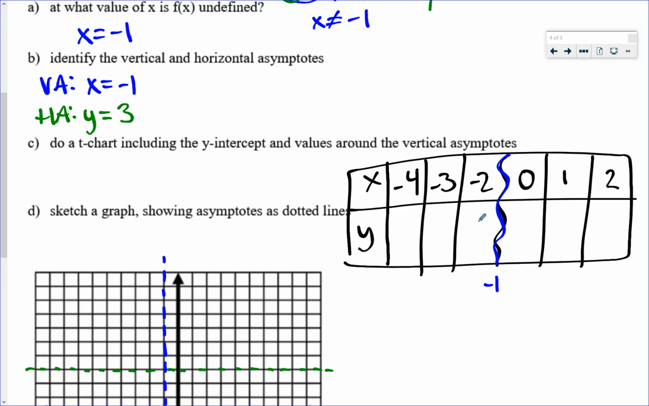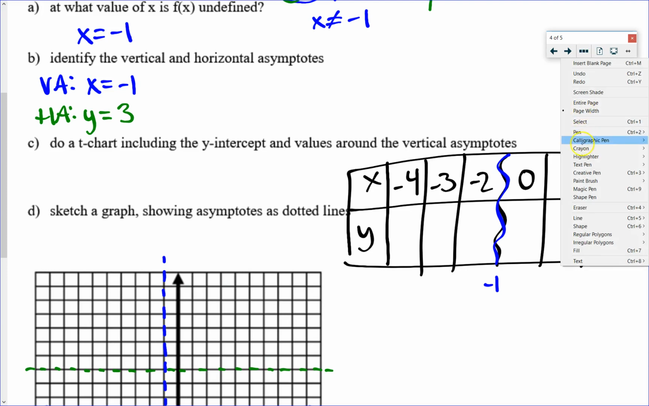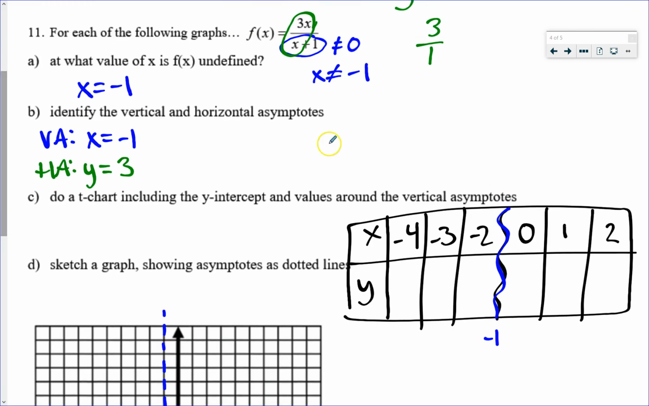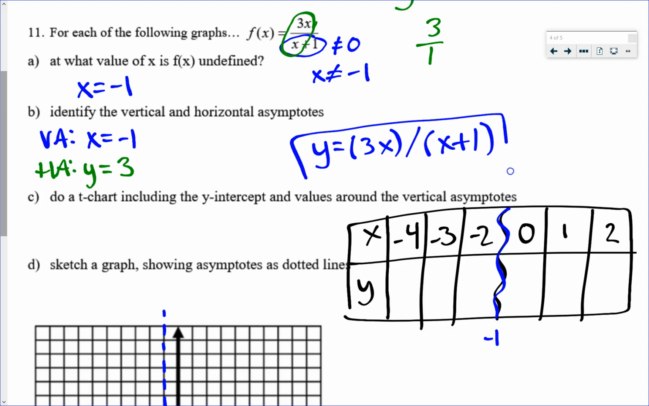All right, plug those in your calculator, and let's see what we get. Remember, when we type it in, parentheses are very important. So for this one, you're going to go to y equals, parentheses 3x parentheses, and then divide that by another parentheses of x plus 1. And then don't forget to close your parentheses. So this is how you type it into your calculator. So go ahead and do that and fill in this table.